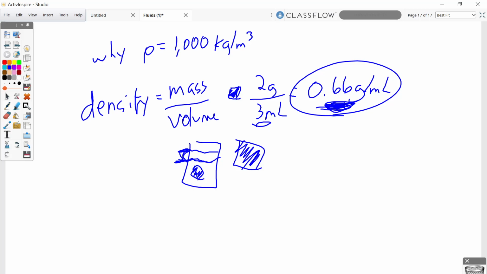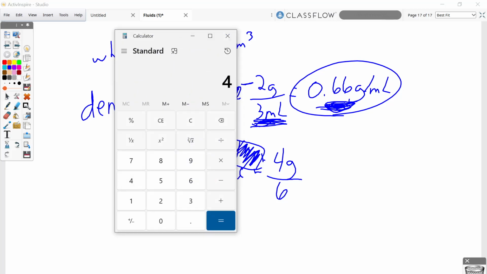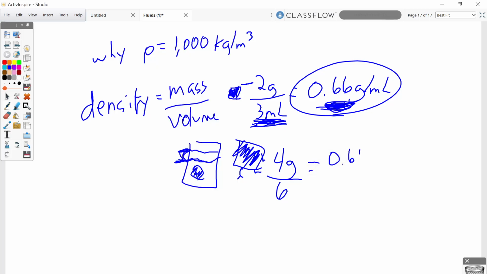No, that's not what we're going to do, because if you think about it, the block was originally like this, but now it's 2 times bigger, okay? Since it's twice as big, the mass is not going to be 2 grams. It's going to be 4. It's twice as big, right? The volume also got bigger, right? The length, the width, the height got twice as big. So if I divide 4 divided by 6, look at that, I get the same number, okay?